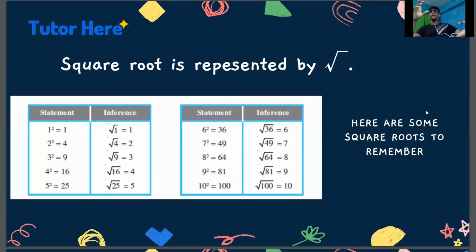The square root is represented by this symbol. These are a few of the square roots that you want to remember.